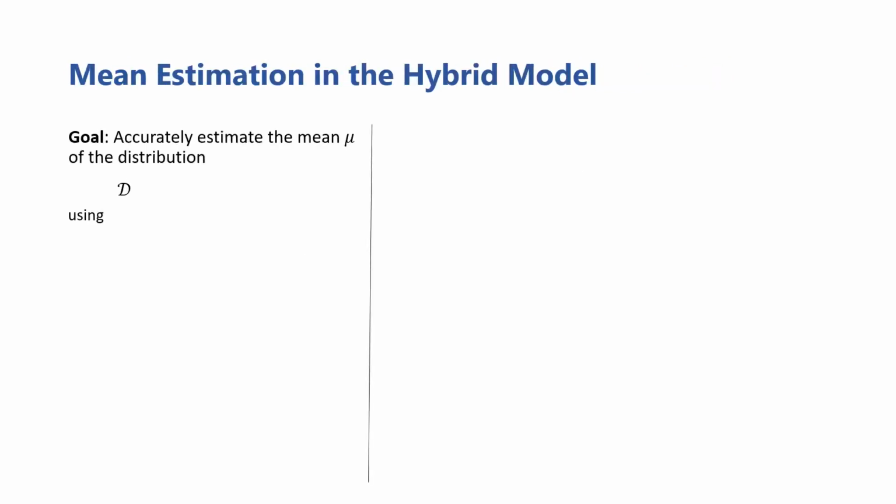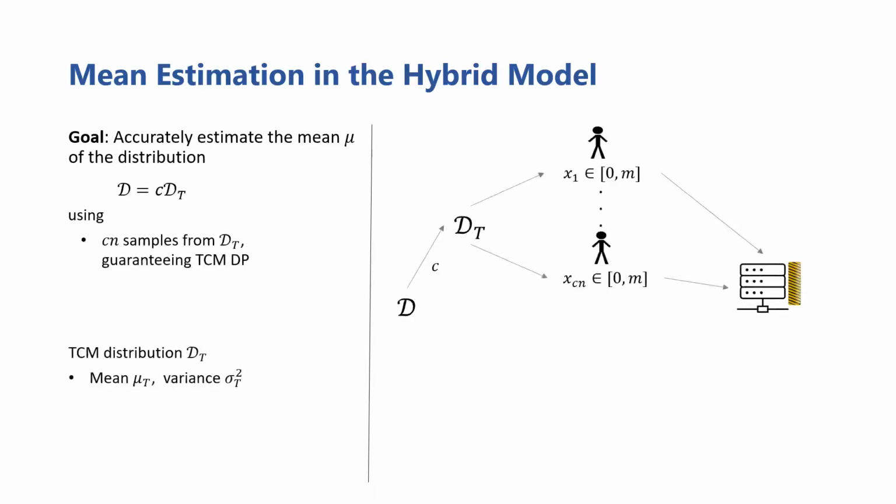To get started with this, we revisit the problem of mean estimation, now viewed through this hybrid lens. Our goal is still to estimate the mean of some distribution D from n samples. However, now we assume that a C fraction of those samples come from a distribution that is specific to the trusted curator model users' data, with its own mean and variance, and we need to guarantee differential privacy for their samples under the trusted curator model. The hybrid model is most interesting when the number of TCM users is small, so we can typically think of C as a small percentage, or even a fraction of a percent.